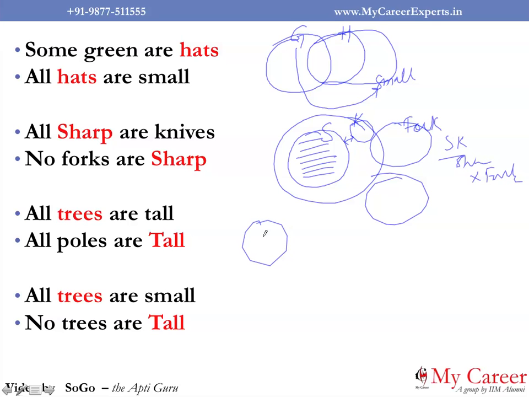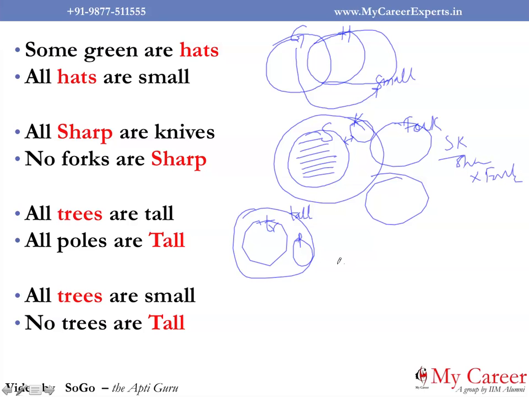All trees are tall. This is tree and this is tall. All poles are tall. So poles are also tall. So poles and trees both come under the same tall. So they may have some relation, may not have some relation.